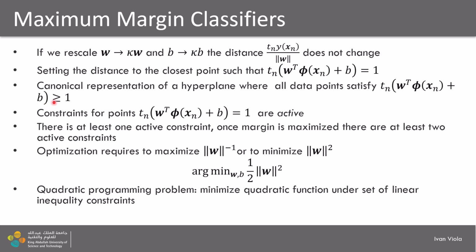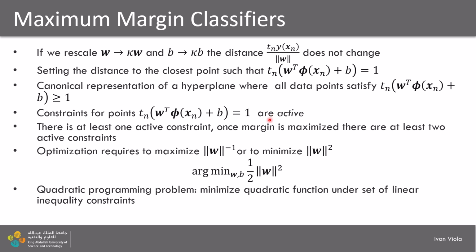Here we have y multiplied by t_n, and it's bigger or equal to 1, meaning that the closest point is equal to 1 and all other points are bigger than 1. Then we can define points to be forming either an active or an inactive constraint. An active constraint is only for the points for which this equality holds. So normally, maybe it would be just one point, the closest one.